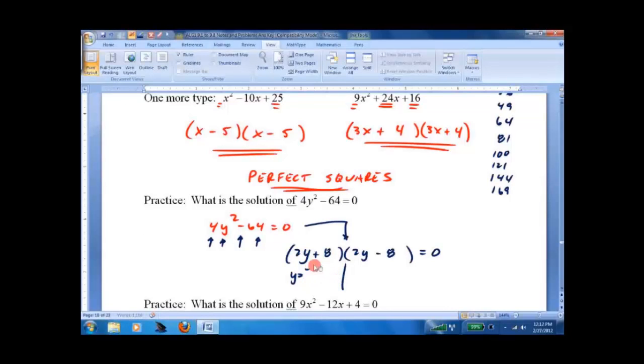Y equals negative 8 over 2 equals negative 4. Space that out a little bit better. Negative 8 over 2, negative 4. And over here we have y equals 8 over 2 equals 4. And you can check both those back in the original. 4 squared is 16. 4 times 16 is 64. 64 minus 64 is 0. Looks like it works.